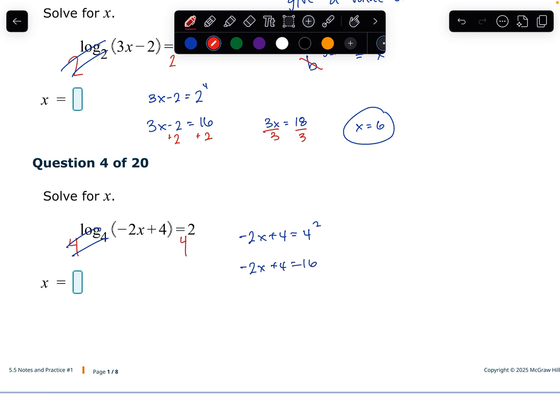And now we have a linear expression. I can solve for x. So subtract 4, subtract 4. We're going to get negative 2x is equal to 12. Divide by negative 2, divide by negative 2. And we're going to get x is equal to negative 6. There you go.